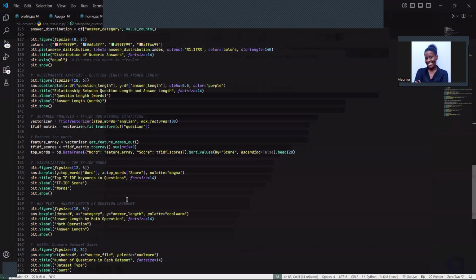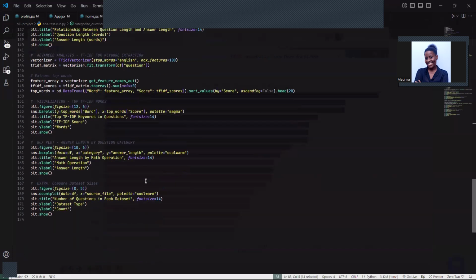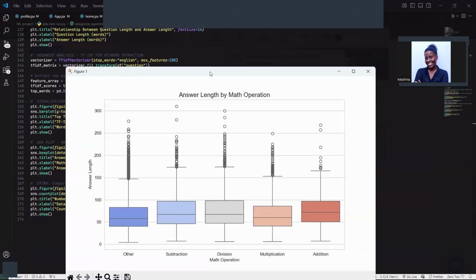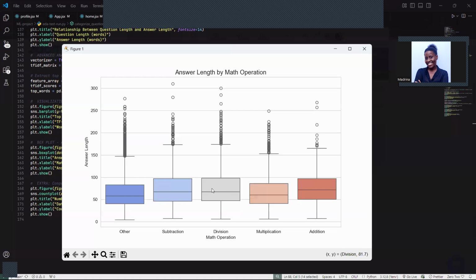Then from there, we are going to see the answer length by question category. Basically, we are going to analyze whether it's addition, subtraction, multiplication, or division, and see how big the answers are going to be depending on the operation that the student is working on. The chart here is a box plot that is going to help us with the answer length. For example, we have subtraction, division, multiplication, addition, and other. Since addition has few, we see the fewest points here, but you can see that the addition questions reach around 250 in answer length. However, subtraction reaches the highest of about 300 in answer length.